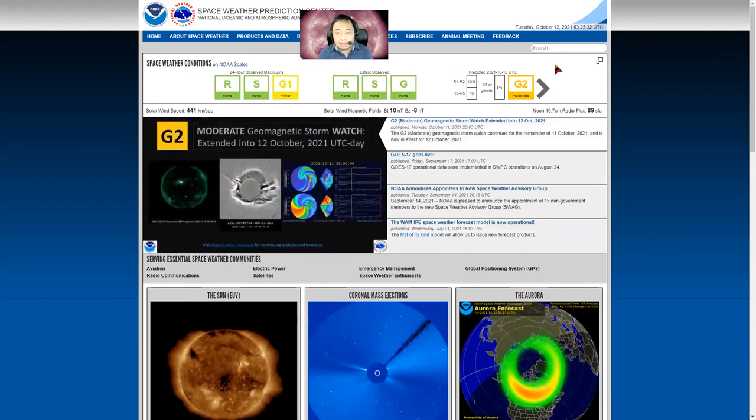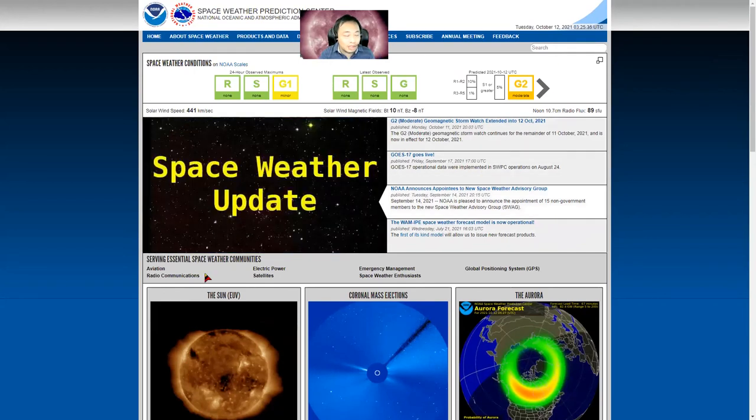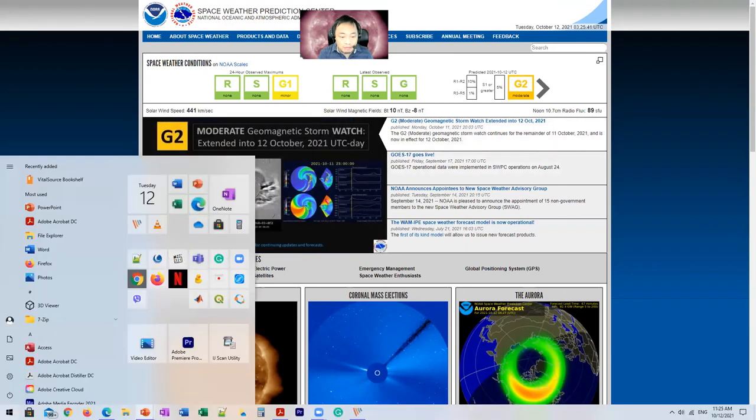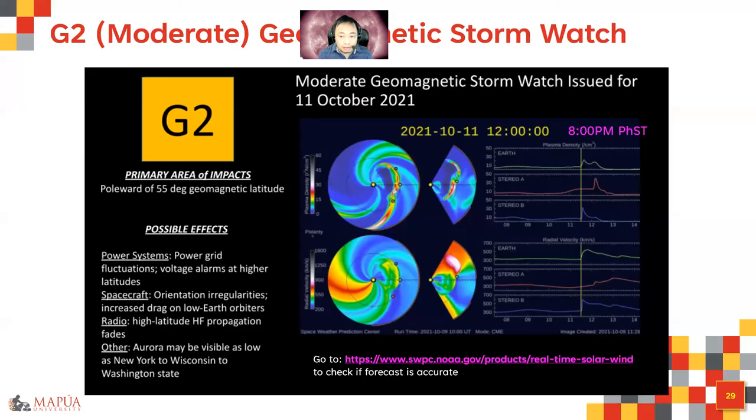So that's it. Indeed, the CME arrived, but it's a bit late. It's almost 12 hours late now. But nevertheless, it still arrived, because there are a lot of things happening in the region between the sun and the Earth. It's a very long journey from the sun to the Earth. So that's why it's very important to really observe these things.